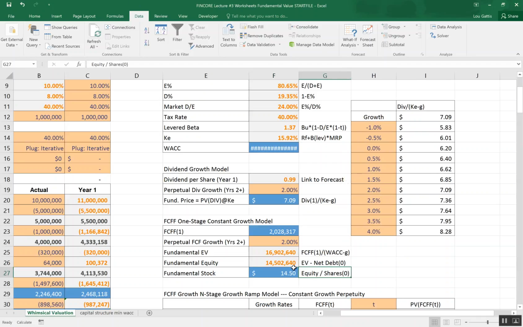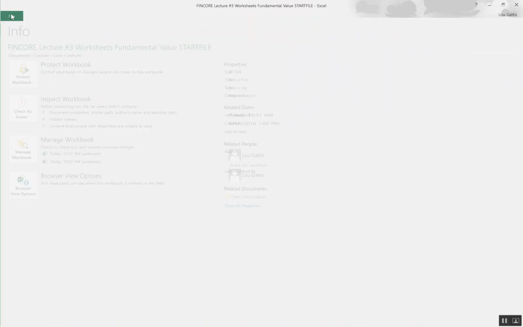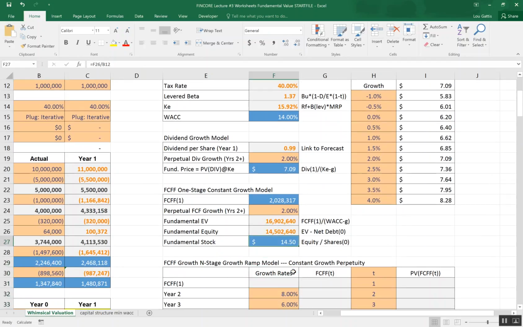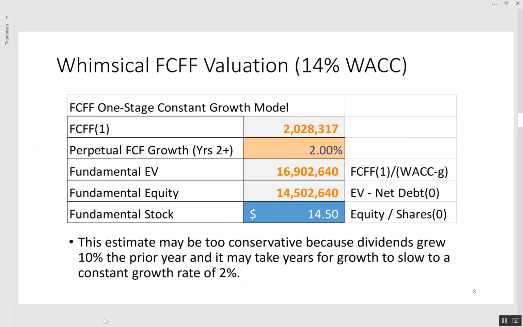That's the present value of the firm's cash flows available to the whole firm, both equity and debt holders, but then subtracting off the current claims from debt. That gives me an equity value of $14 million. Divided by number of shares, I should be willing to pay $14.50 per share. All right. So that's our first free cash flow valuation model.